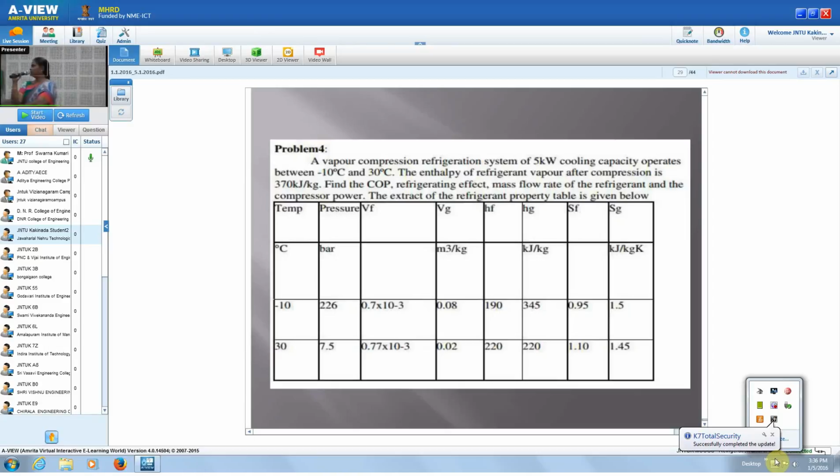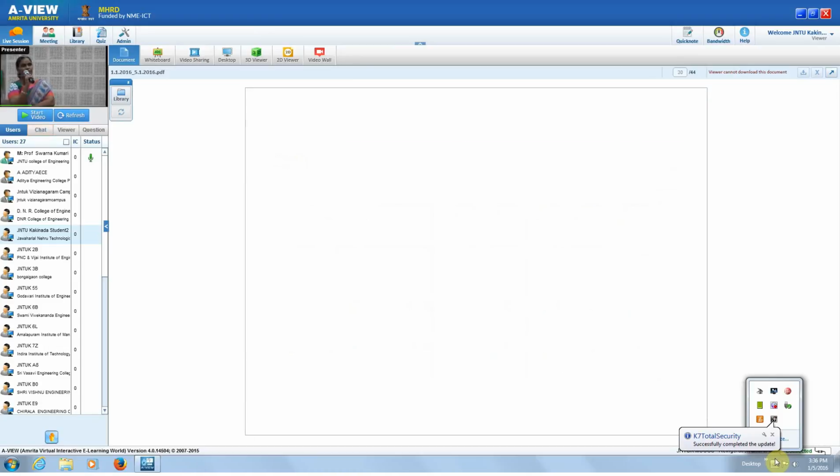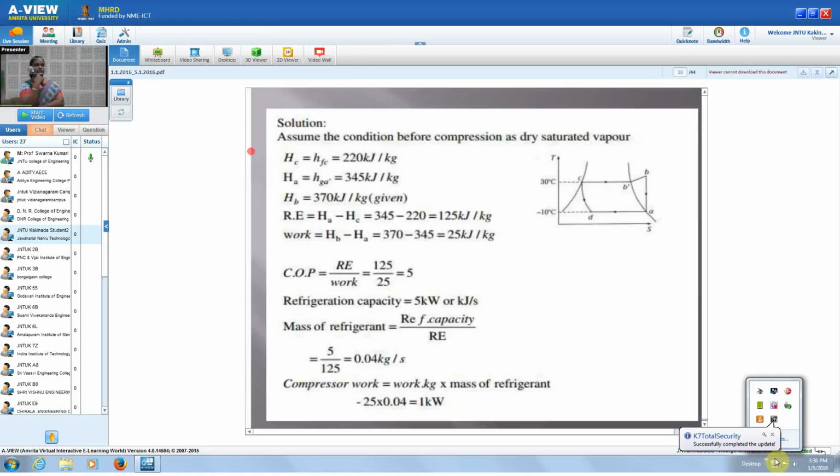So you first assume that at the suction of the compressor, it is dry and saturated. Next. If nothing is mentioned, you can assume that at the suction of the compressor, the refrigerant is dry and saturated. So HA value is nothing but the enthalpy of the refrigerant at minus 10 degrees centigrade, the vapor enthalpy.